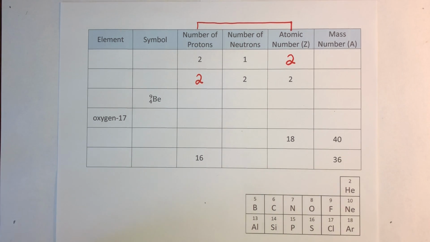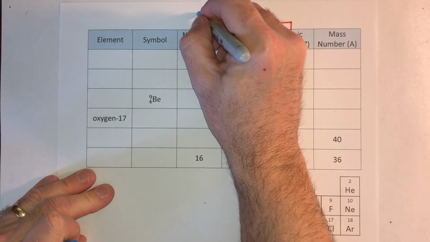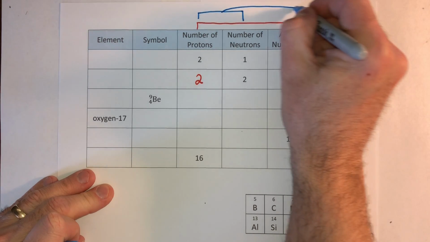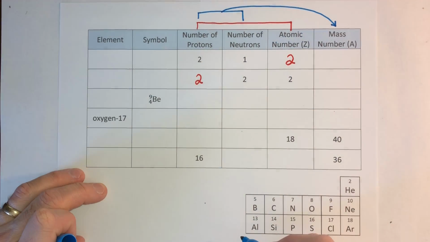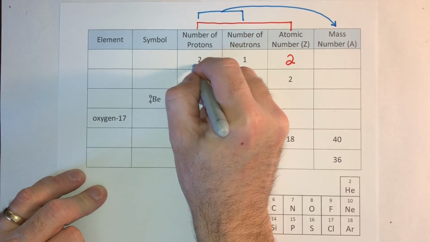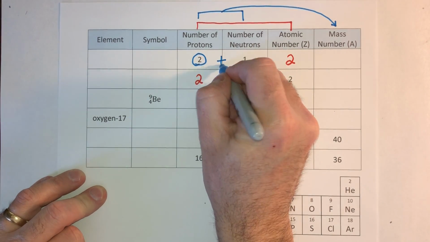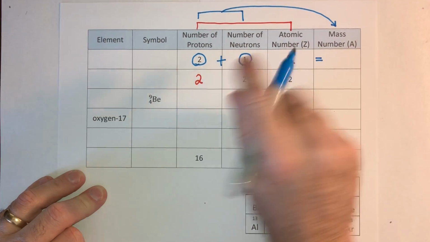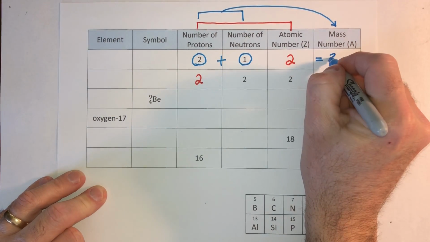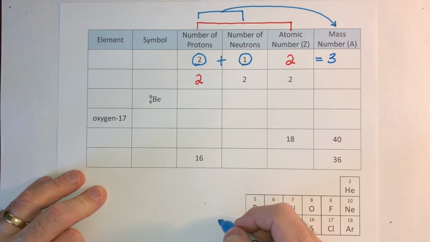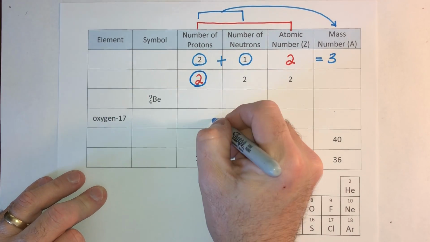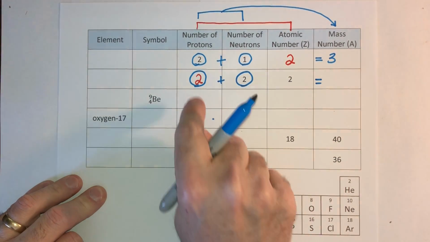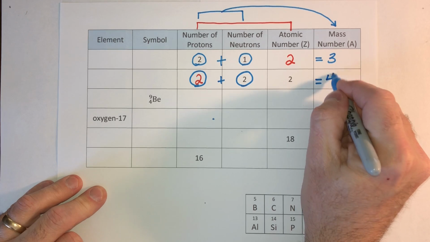The other thing that you need to remember is that if you take the number of protons and add it to the number of neutrons, you get your mass number. So if I know the number of protons and I know the number of neutrons, then I can add them together to get my mass number. 2 plus 1 is 3. Right? If you know your number of protons and you know your number of neutrons, you can add them together. 2 plus 2 gives me 4.